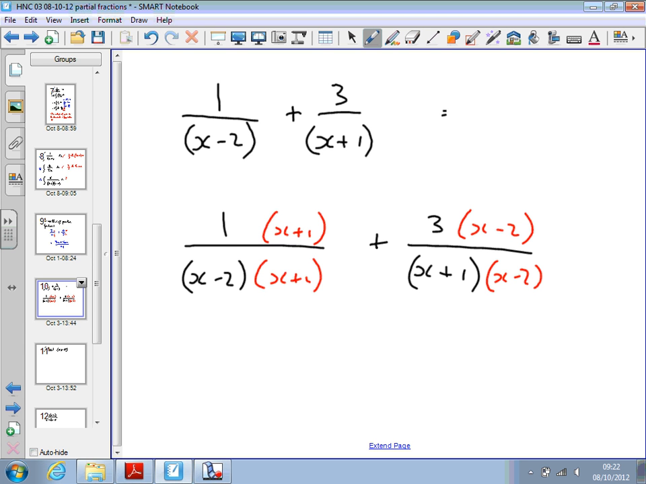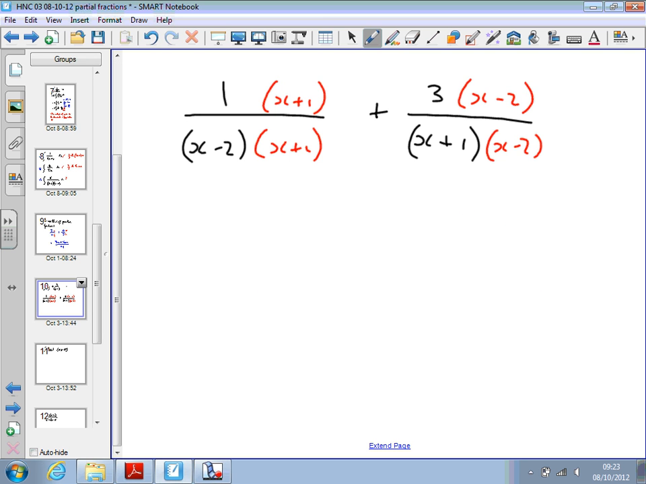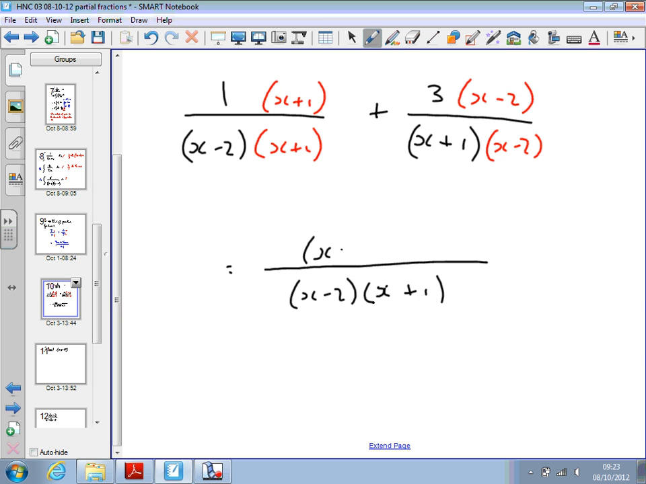Now what can we do? Well, we've got a common denominator at the bottom, so what can we do about that? All over x minus 2, x plus 1. And what can I now put at the top? x plus 1 plus 3 times x minus 2. Yep, exactly what we did on the previous slide. Now, multiply out the bracket at the top and then collect together like terms, and what do we get?